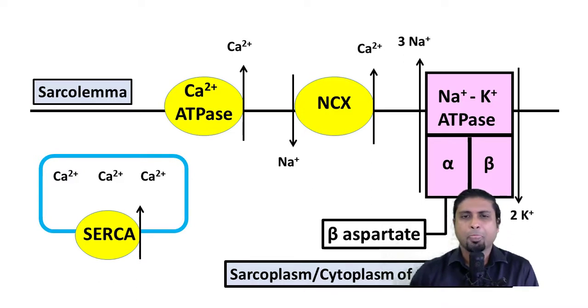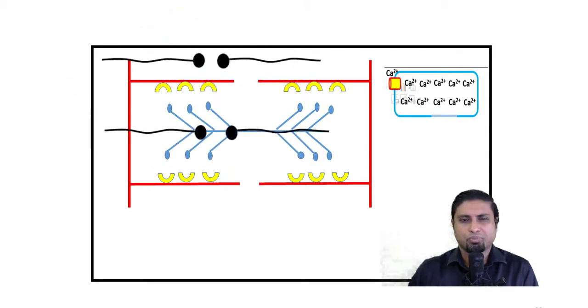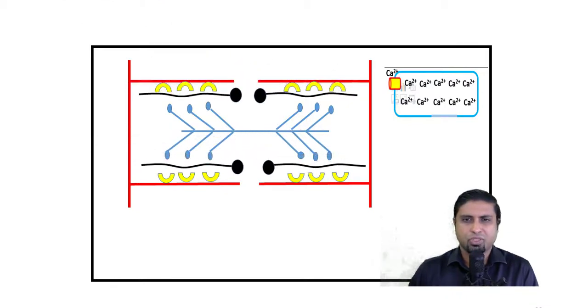Now since the sarcoplasm of the cardiac myocyte has been cleared completely of calcium, the tropomyosin and troponin can now come back to their original position between the myosin heads and actin and prevent their interaction with each other, and therefore the sarcomere returns to its original position. When the sarcomeres all over the cardiac myocyte return to their original position, the cardiac myocyte relaxes.